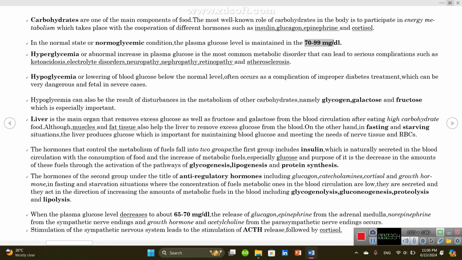Hypoglycemia can also be the result of disturbances in the metabolism of other carbohydrates, namely glycogen, galactose, and fructose, which is especially important.